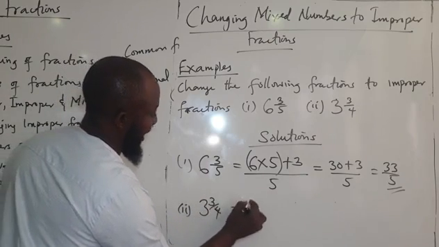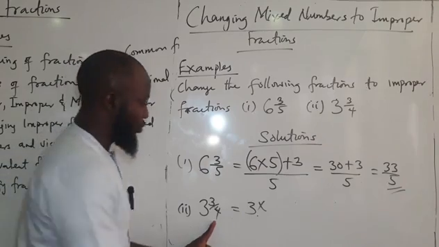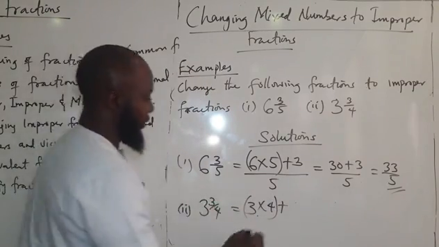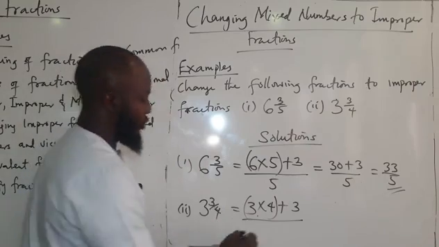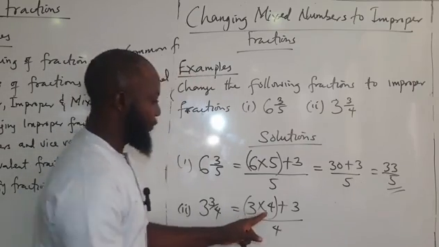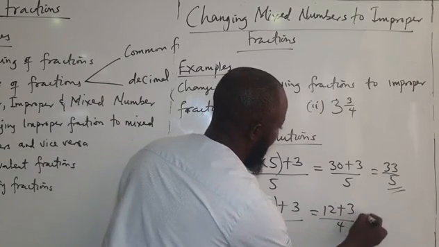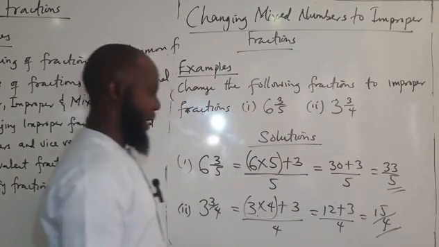So that means we're going to have 3 multiplied by the denominator, which is what? 4. Put it in bracket. Plus numerator, which is what? 3. Plus 3. Divided by the denominator, which is what? 4. So 3 times 4 equals what? 12 plus 3 divided by what? 4. That is what? 15 divided by what? 4. That is the answer.